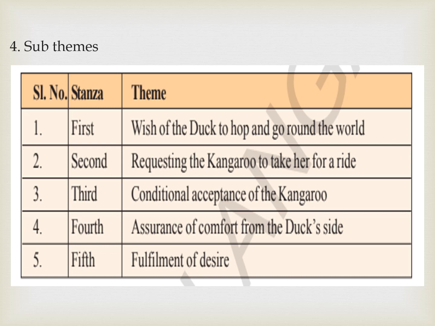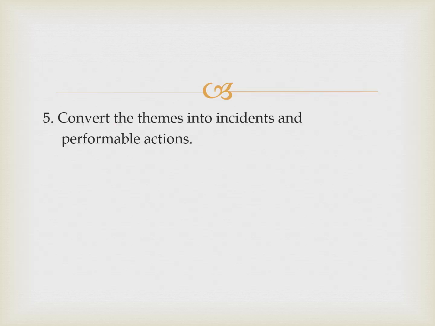Now let us go to the next. Fifth, we should convert the themes into incidents and performable actions. In the classroom, we can write the dialogues here and many more, and we can perform the actions. Everything we can perform here. And we have to make the conversation between the duck and kangaroo. All this can be written in the class if we present in the class.